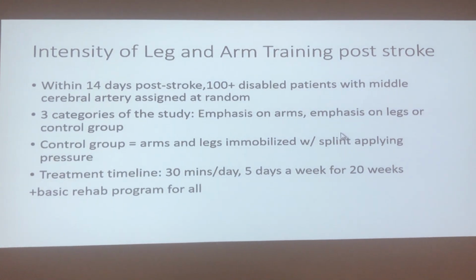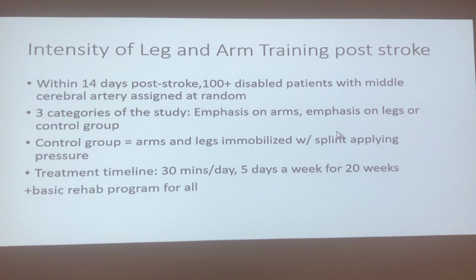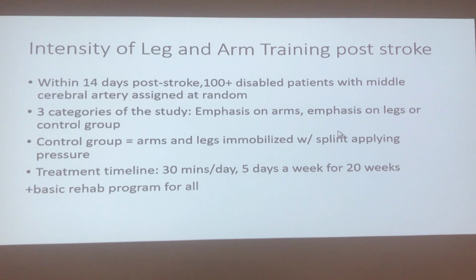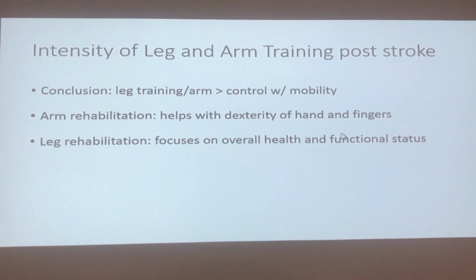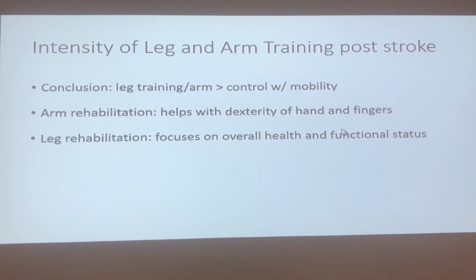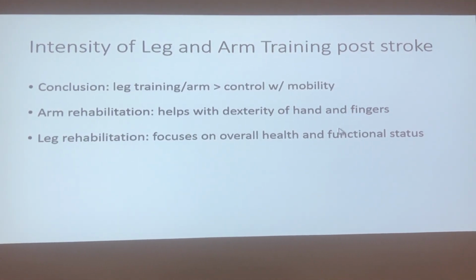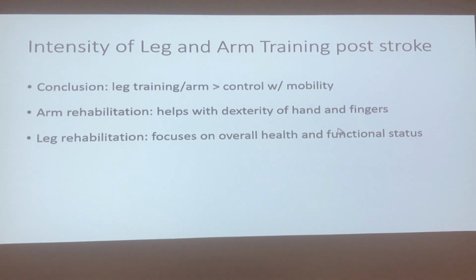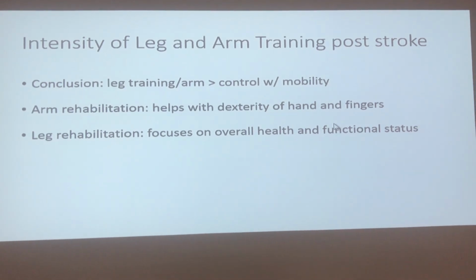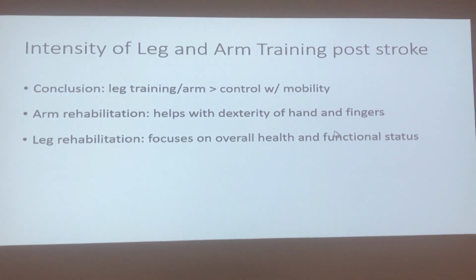The treatment timeline for this study was 30 minutes a day, 5 days a week for 20 weeks, and they all had a basic rehab program to follow at home when they weren't in the clinic. The arm rehabilitation helped with the dexterity of the hand and fingers, and the leg rehabilitation focused on overall health and functional status. The overall conclusion was that the patients who focused on leg or arm exercises had a better overall experience and recovery than the control, specifically with mobility.